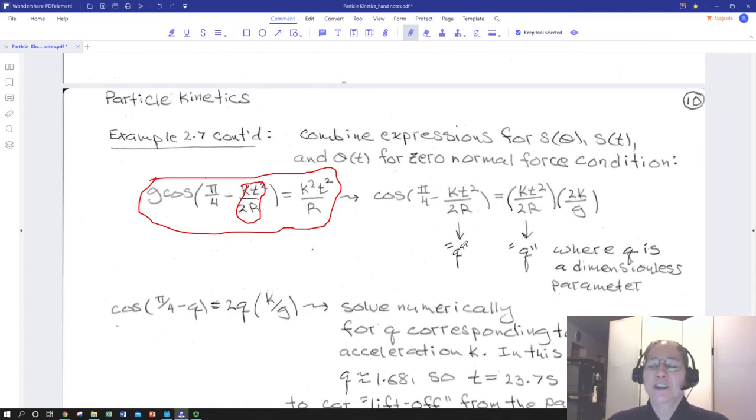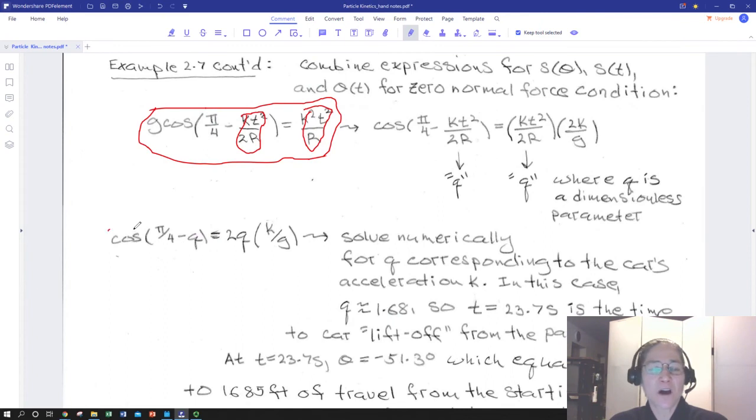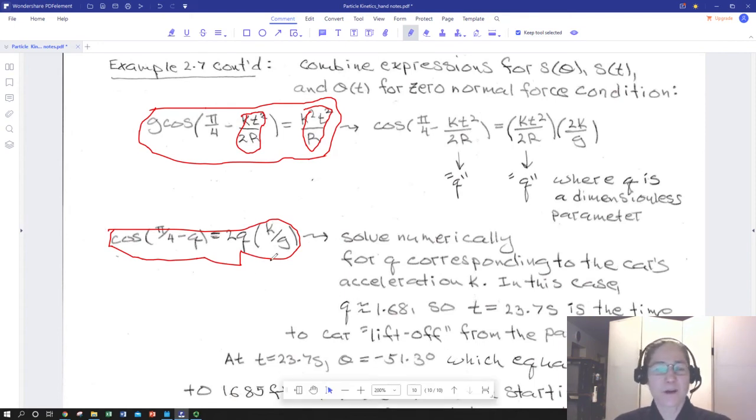So if we call this Q, we can factor this expression a little bit and get Q times 2 times K over gravity. Then we can solve this equation numerically for Q, and Q is in turn dependent on K, whichever acceleration we pick. So if we went ahead and solved this, we would find that for the K that we picked, Q is equal to 1.68. So that means the time that corresponds to liftoff is 23.7 seconds.